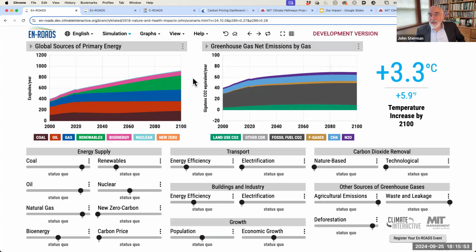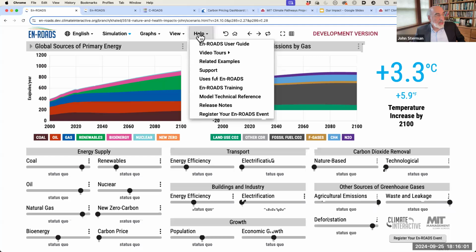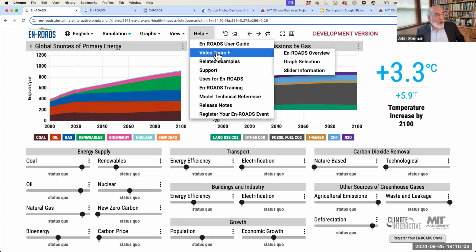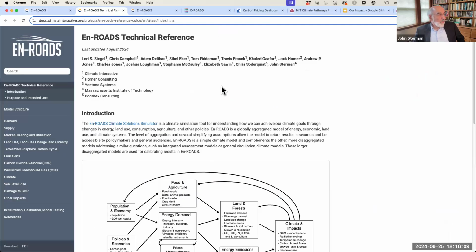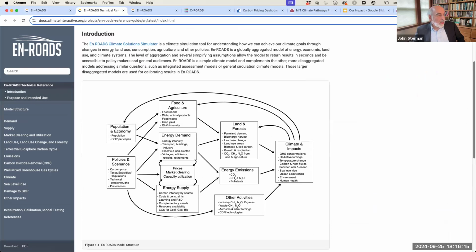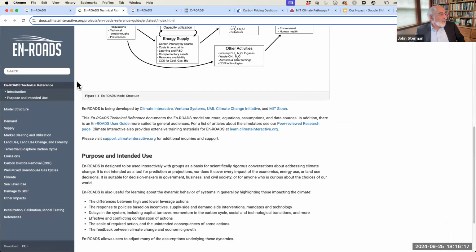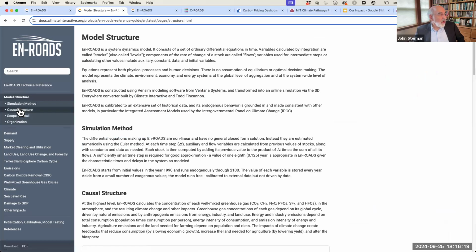It's intended to be a causal model of how the energy system, the economy, and the climate work. And you can go and see the full documentation. So if we go here, there's all of these support resources for you, but the documentation is here. And if we open it up, you can get a high-level sense of how the model works. And then you can drill down and look at the overall model structure, how it's simulated.